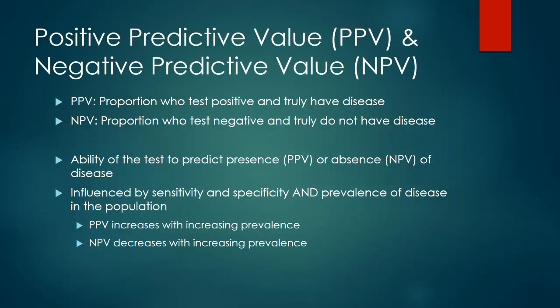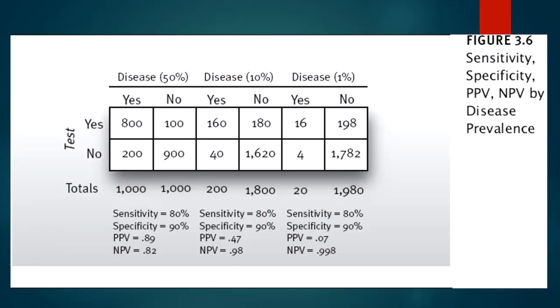So this is influenced by the sensitivity and the specificity of the test itself, but also reflects the prevalence of disease in the population. So positive predictive value gets higher as we have higher prevalence of disease in the population, while the negative predictive value decreases as the prevalence goes up. And that's illustrated on this figure from the textbook, figure 3.6.